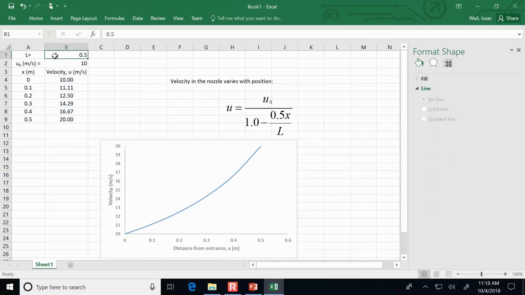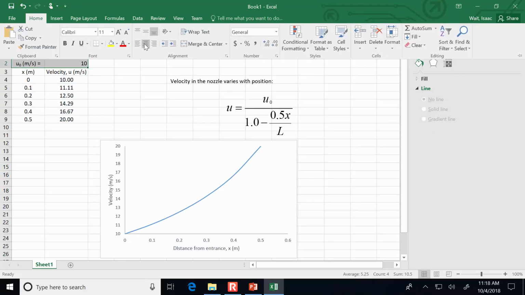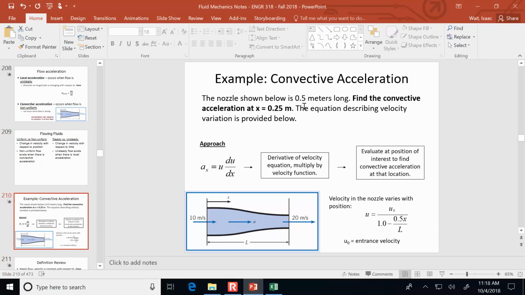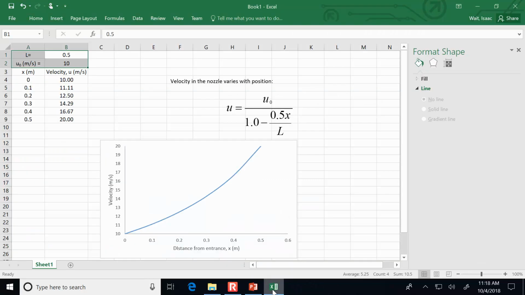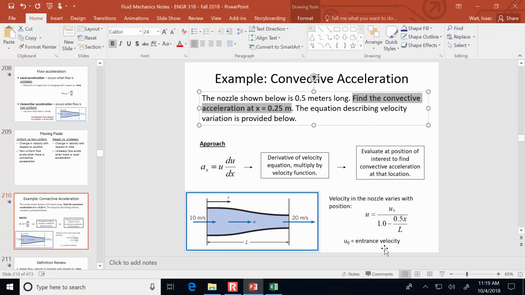And here's our length. I guess in the problem statement here, it says that the length L is 0.5 meters. And what we're going to want to do in this example is find out how much acceleration there is halfway, like in the middle of the nozzle. If you look at the velocity as a function of position, in the middle of the nozzle that's where the curve is pretty steep. That's where it's changing the most. And so there's going to be a fair amount of acceleration here at 0.25. So we've got on one axis the distance from the entrance, on the other axis the velocity. You don't necessarily need this figure to solve the example. I just thought it would be interesting to graph this function.